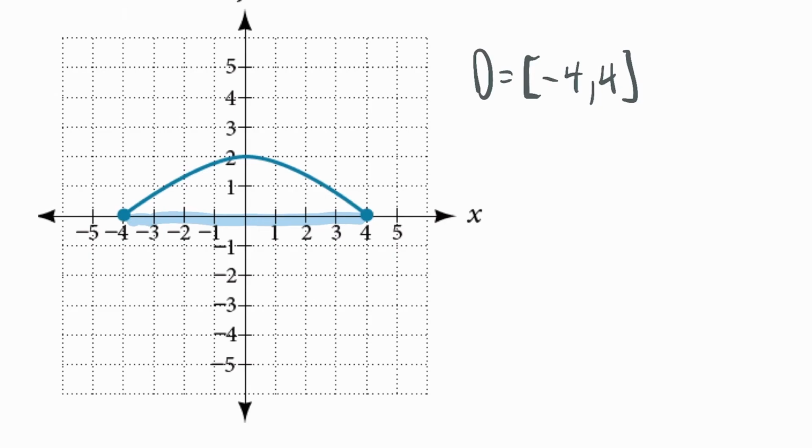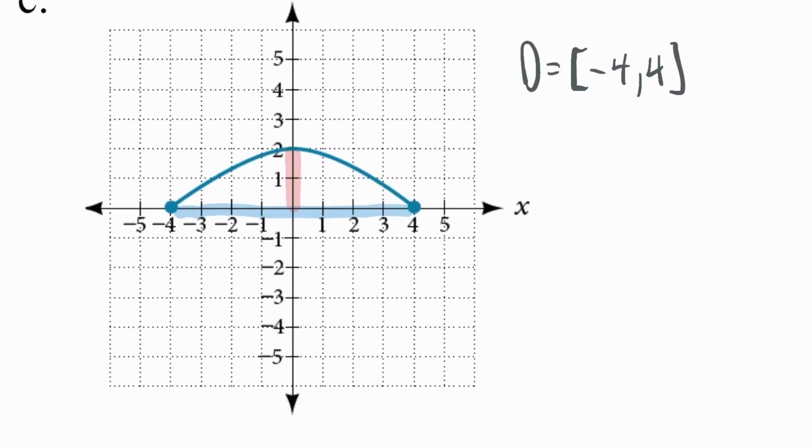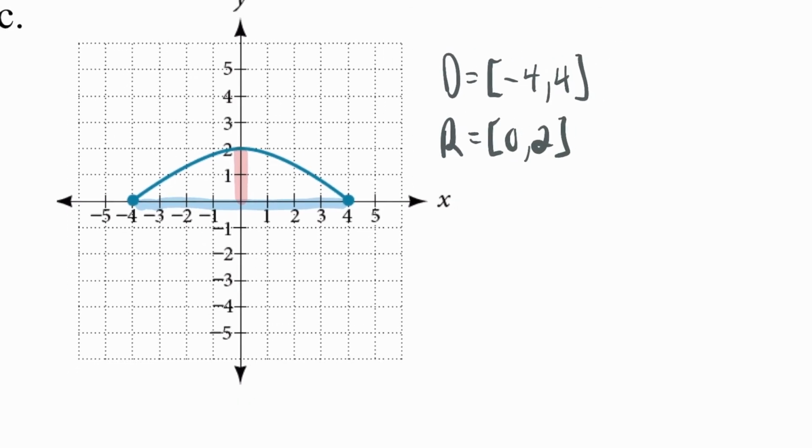Okay, that's fairly straightforward. How about the range? Well, what's the vertical coverage? Well, from 0 to 2, much like the first one. I think the first one was 0 to 2. Yeah, it's very similar to the first one. And there are no open circles, so we're going to include 0 and 2 in our interval. Okay. What about the next one?